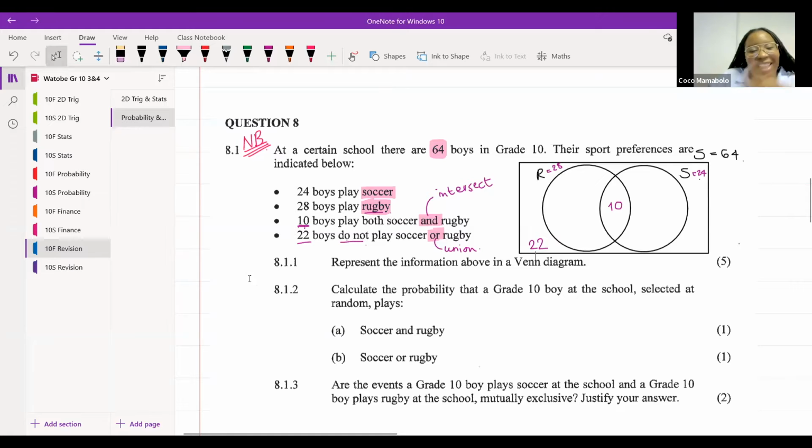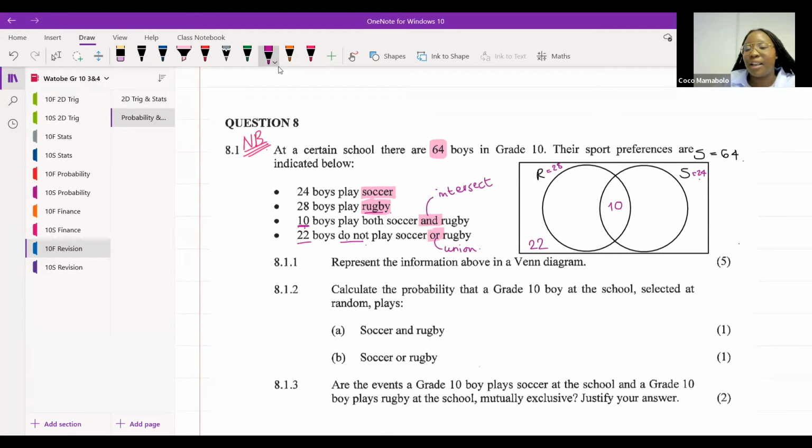I love how Nicole is using the right English, man. She's using the right English. I like it. Okay. 22 was kicked out of the classroom. Amogelang, behave. Behave. All right.